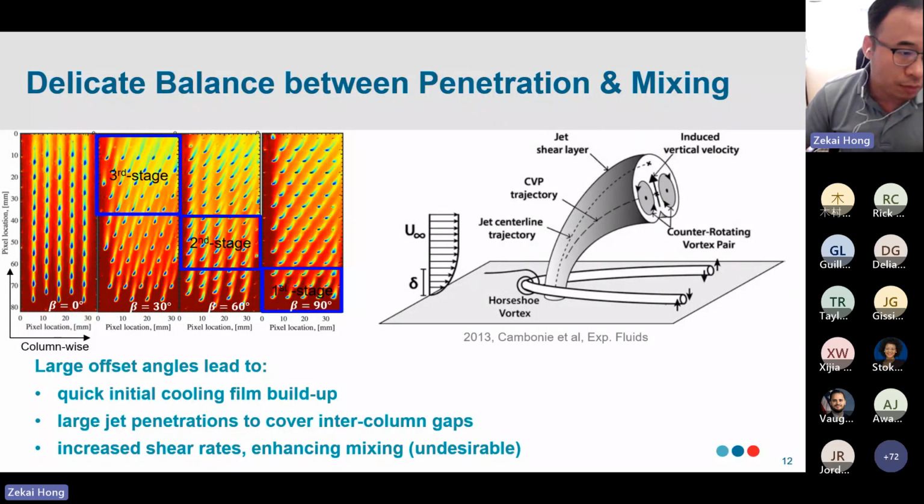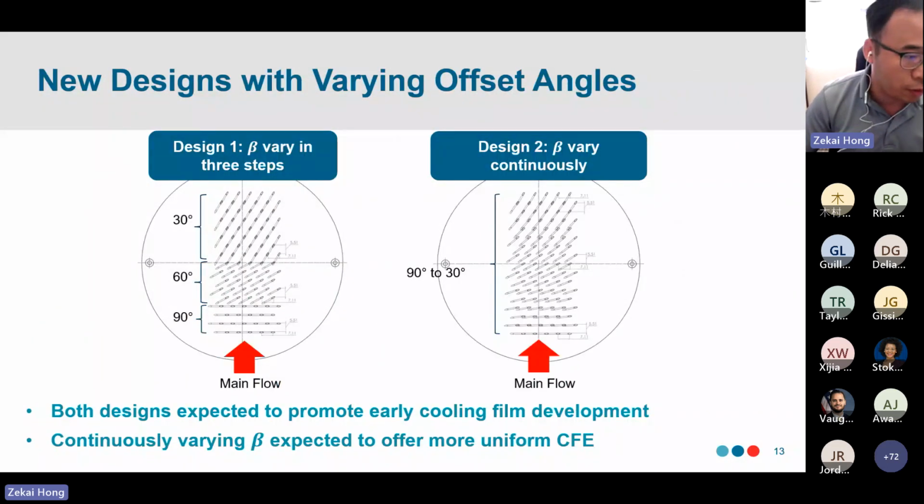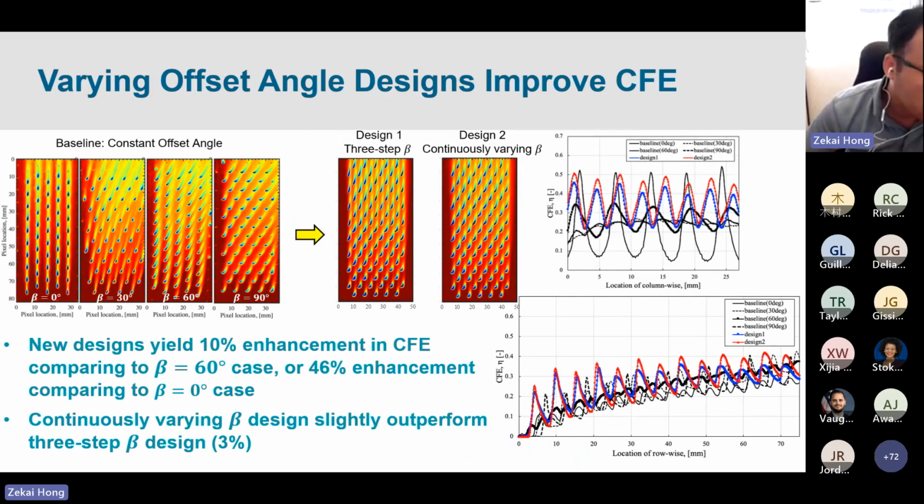And we came up with a design that has a varying compound angle. We have two different designs: one has three discrete compound angles, and the other has continuously varying compound angles. We anticipate the continuously varying design will slightly outperform the other design. And we did a test, and indeed it did.